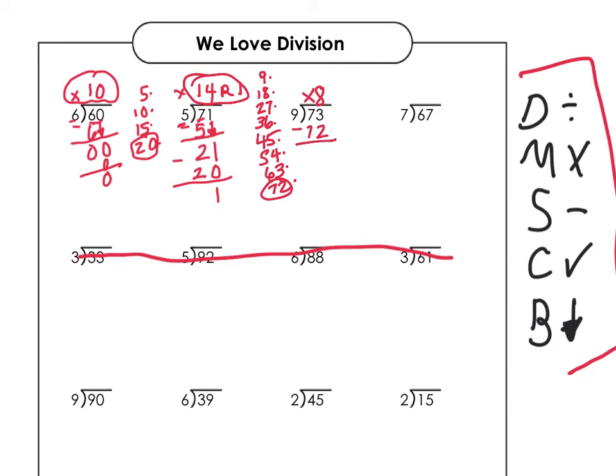Subtract. 3 take away 2 is 1. 7 take away 7 is 0. And does 9 go into 1? It does not. There's nothing there. So we're going to do remainder 1.